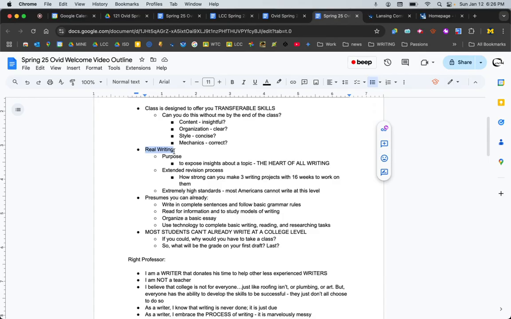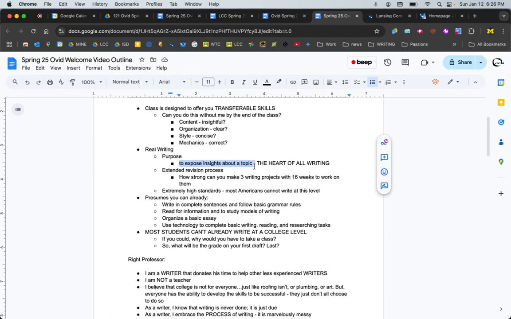A lot of it can be done with AI. Real writing can't be done like most of high school writing is done. And by the end of the class, I think you'll really understand that. First, the writing in 121 is real because its purpose is real. The purpose of real writing is to expose insights about a topic. And that's at the heart of all writing.